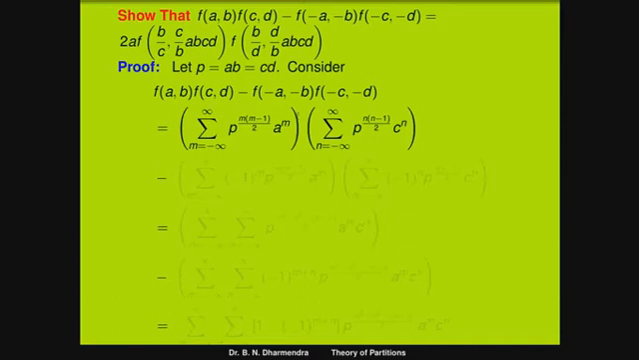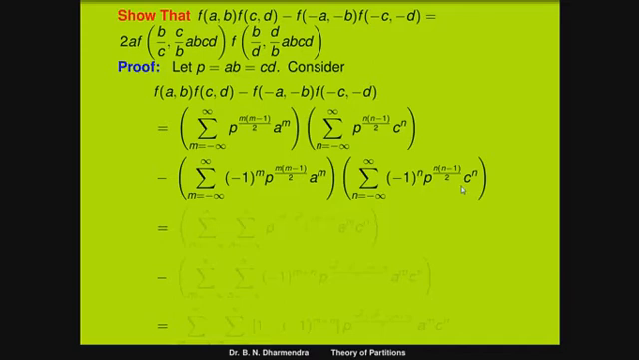And also the second result, when I use the minus: the summation from minus infinity to plus infinity of (-1)^m p^(m(m-1)/2) a^m, times the summation n from minus infinity to plus infinity of (-1)^n p^(n(n-1)/2) c^n.